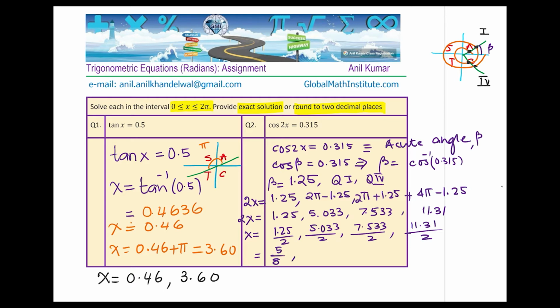Then we have 5.033 divided by 2, which is 2.5165, rounded, so I'll write 2.52.